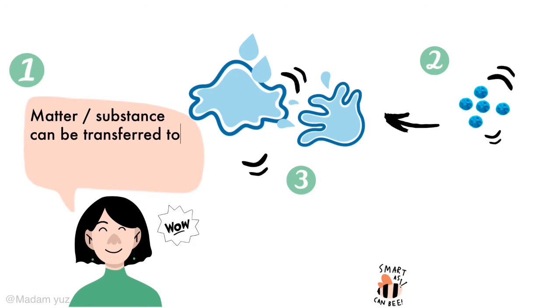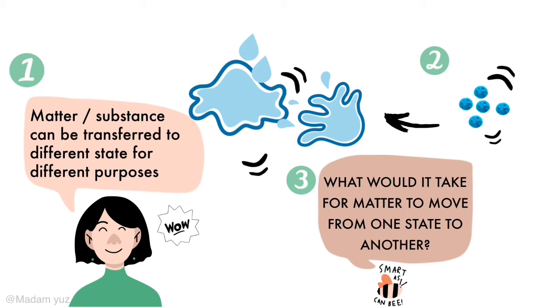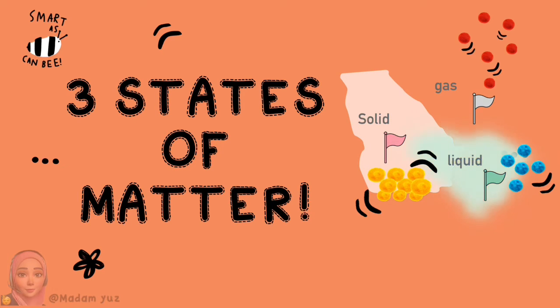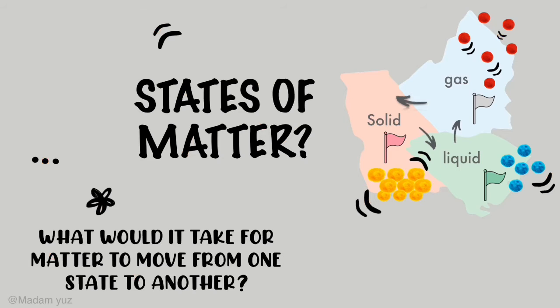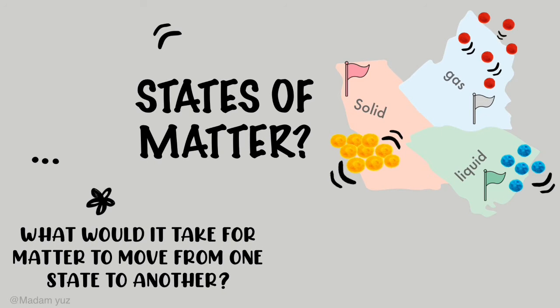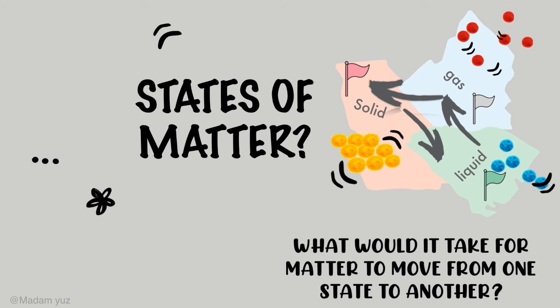As for today, we do know that matter or substance can be transferred to different states for different purposes. And we're going to find out what it would take for matter to move from one state to another. In the previous lesson, we learned about the properties of solid, liquid as well as gas, and the arrangement of atoms in all these phases. As for today's learning outcome, we're going to find out what it would take for matter to move from one state to another. We're going to learn about the phase changes.